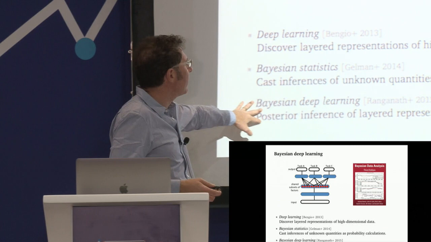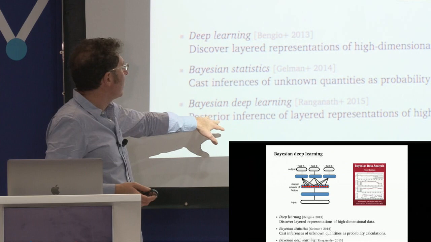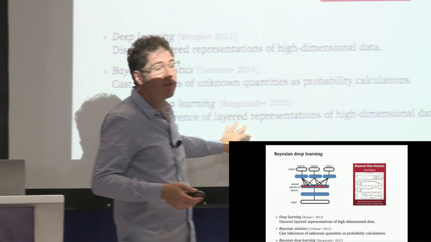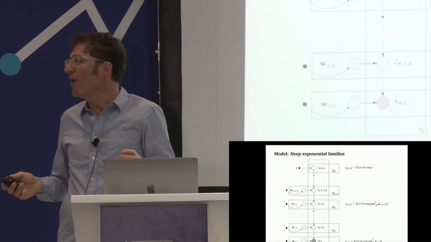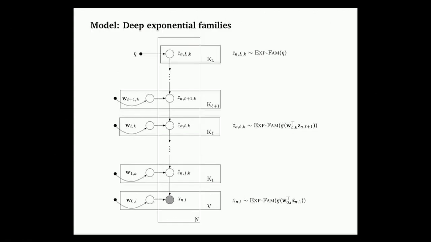Well, Bayesian deep learning, one way to think about it, is as using posterior inference to obtain inferences about layered representations of high-dimensional data. In other words, let's take the deep learning idea, but let's replace everything unknown with a random variable and then look at what the resulting probability is. That's what a deep exponential family is. So this is the graphical model for a deep exponential family. Looks a little complicated.